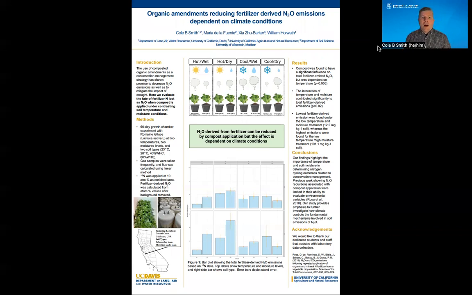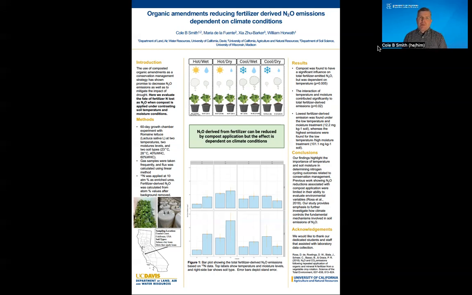We grew lettuce, which is a quick growing crop, over 2 months in 2 growth chambers set at 2 different temperatures, 23 degrees C and 28 degrees C.